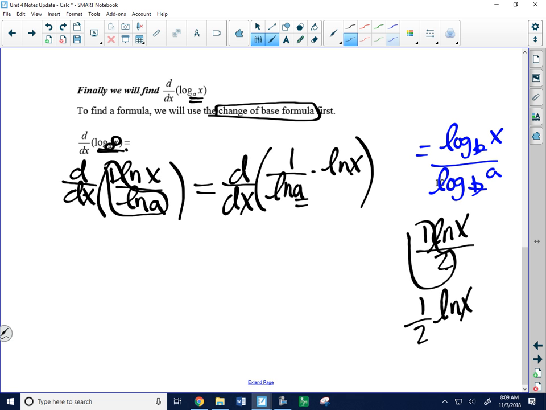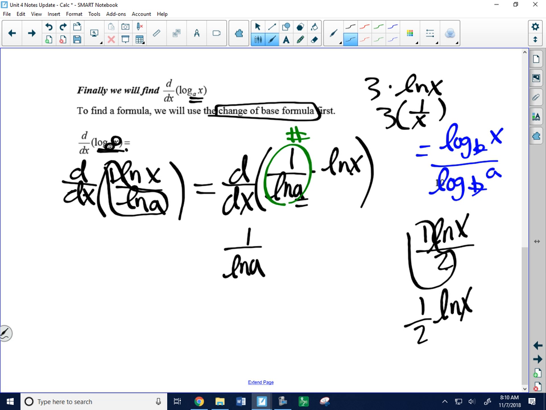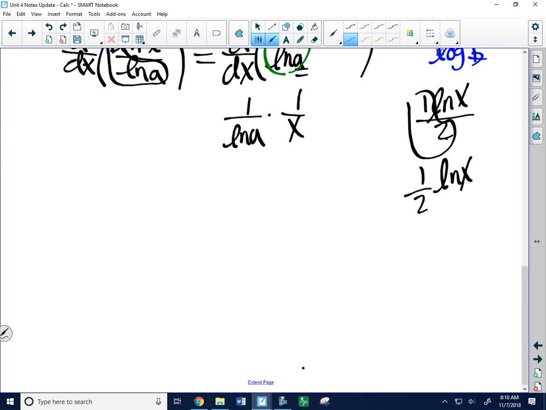Now that that's a number, it's like doing 3 times the derivative of ln x. The derivative would be 3 times the derivative of ln x, since this is just a number. So now I'm doing the derivative. I bring down the 1 over ln a, just like I would bring down the 3 here. And then the derivative of ln x is 1 over x. I combine those. We traditionally write the x first. So it's 1 over x ln a. I think the box is on the next page.